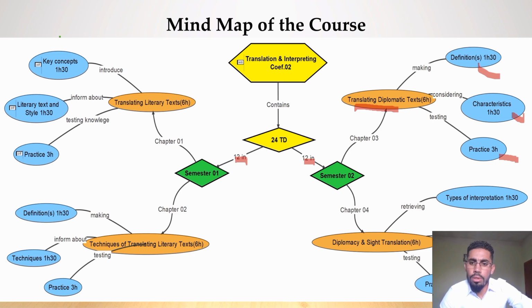The fourth chapter is all about interpreting, or just using sight translation as a type of interpretation, and interpreting a letter. Types of interpretation, sight translation, and we see how to practice sight translation when translating a diplomatic letter.